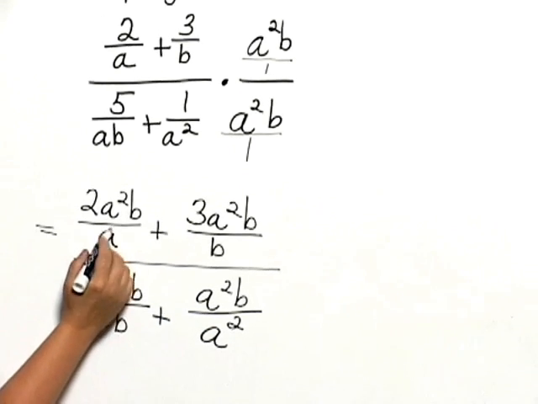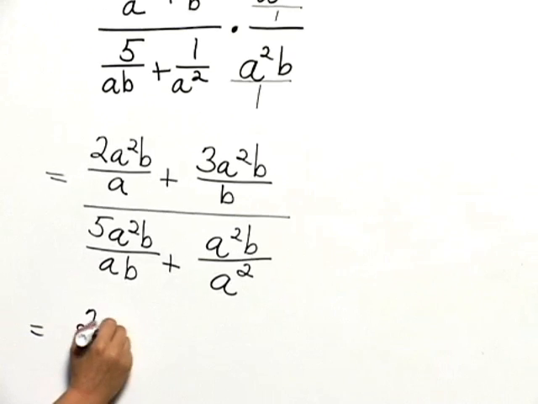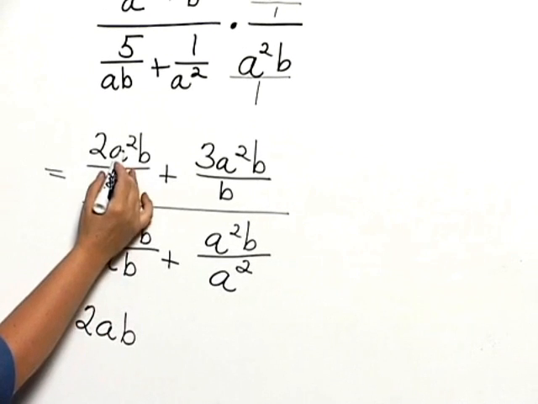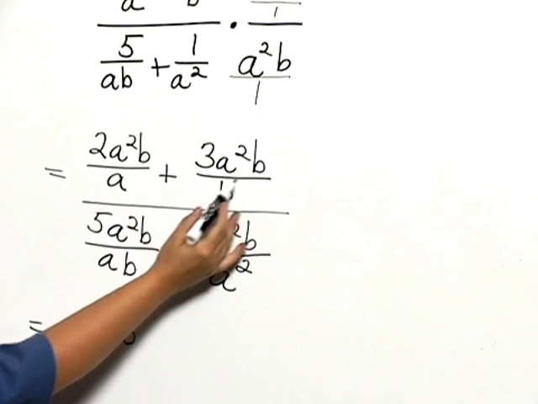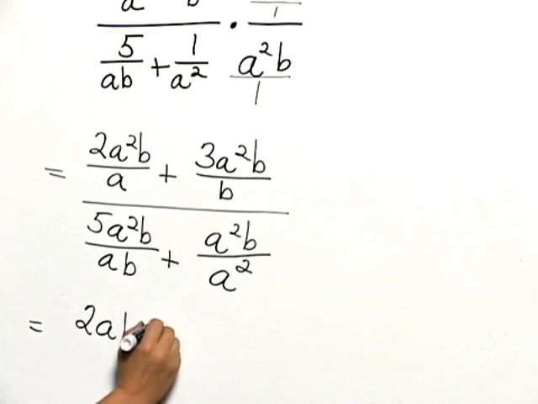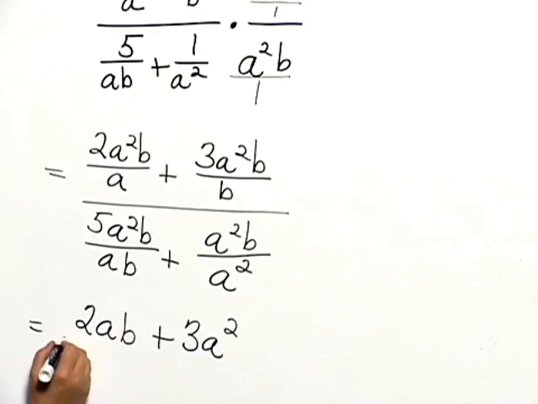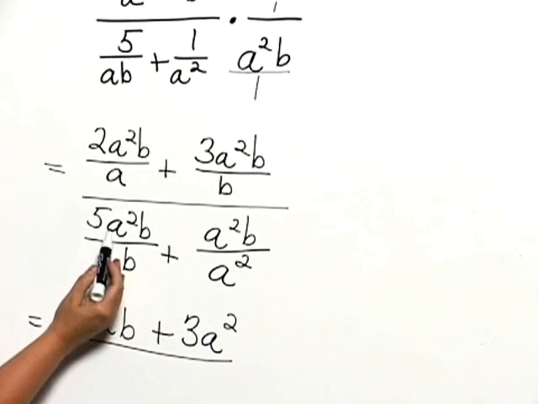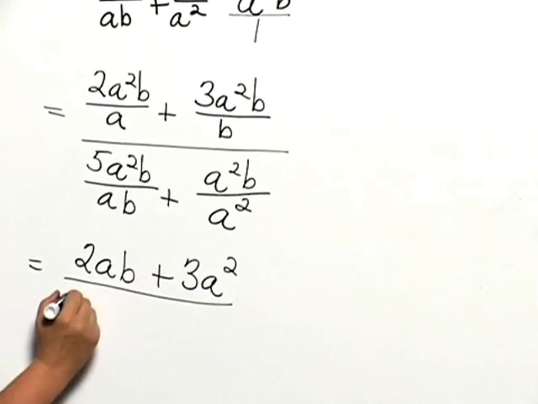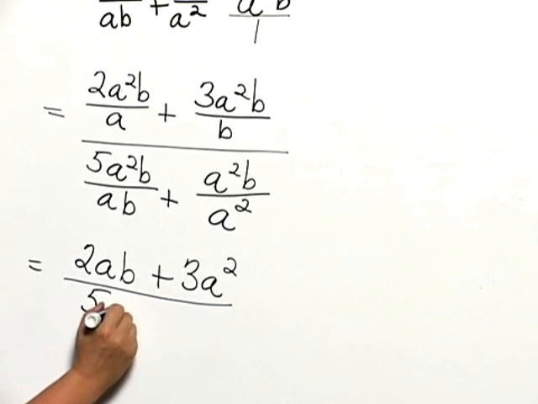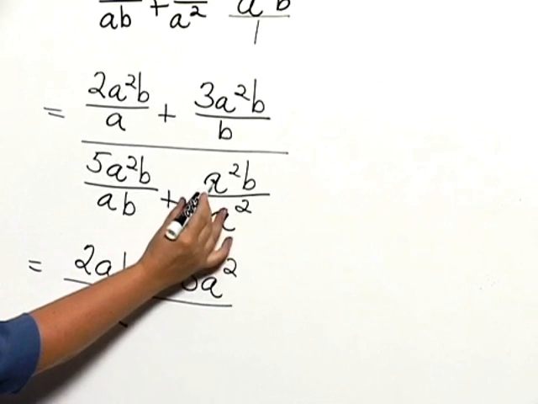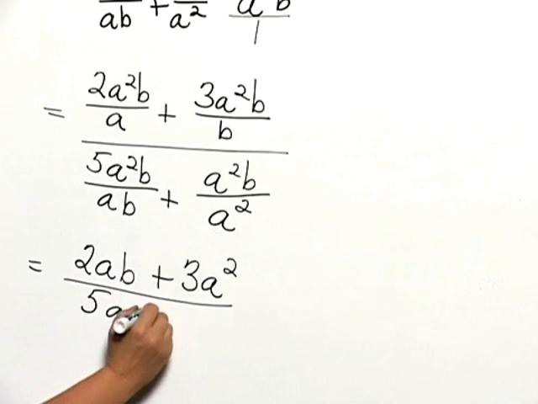2a squared b over a is simply 2ab. That's canceling an a and an a. Here we can cancel the b's and we'll be left with 3a squared. In the denominator, I cancel an a, b, and I'm left with a 5a. And then the a squared over a squared cancels and I just have a b.